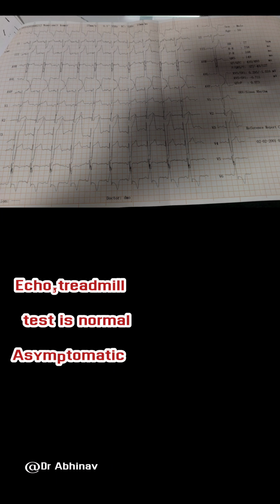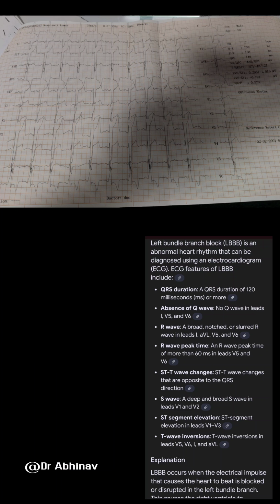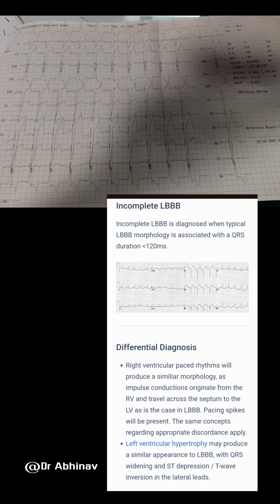Left bundle branch block: wide QRS of 120 milliseconds or more, absence of Q wave in lead 1, V5 and V6, broad notched or slurred R wave in 1, AVL, V5, V6, ST-T changes that are opposite to the QRS direction, and deep broad S wave in lead V1 and V2, ST elevation in V1 to V3 and T inversion in leads V5, V6, 1 and AVL.